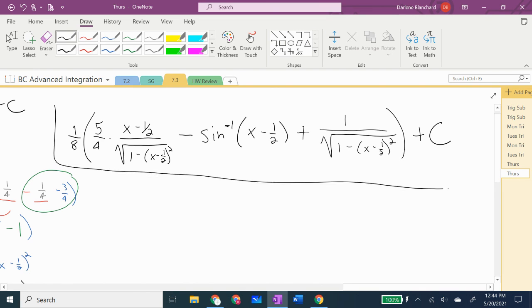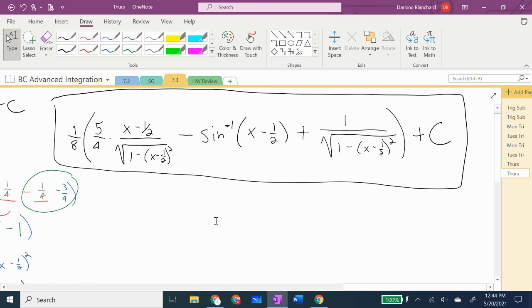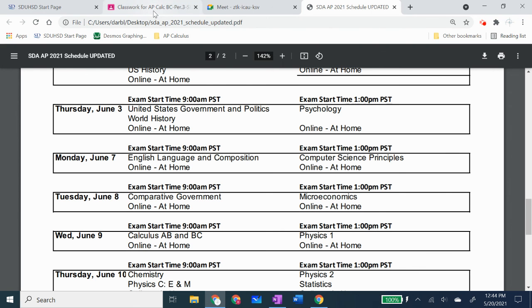Woo! That was a hard one. I would not give this to you on a test, but you needed to see some tougher integration. Congratulations, you made it through it.